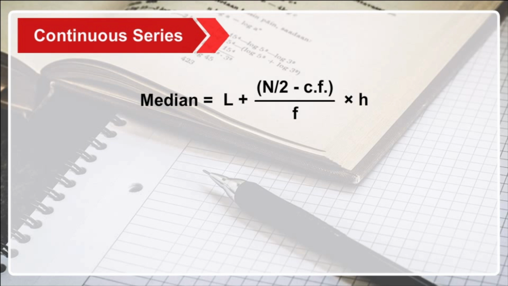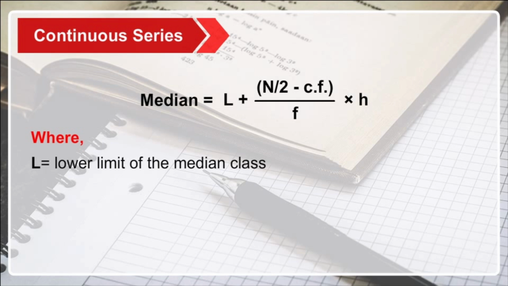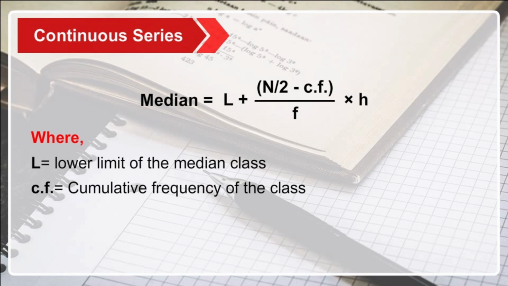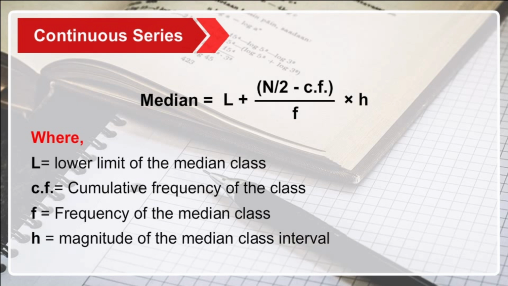Median is equal to L plus ((n/2 minus Cf) / f) times h, where L is equal to the lower limit of the median class, Cf is equal to the cumulative frequency of the class preceding the median class, f is equal to the frequency of the median class, and h is equal to the magnitude of the median class interval.